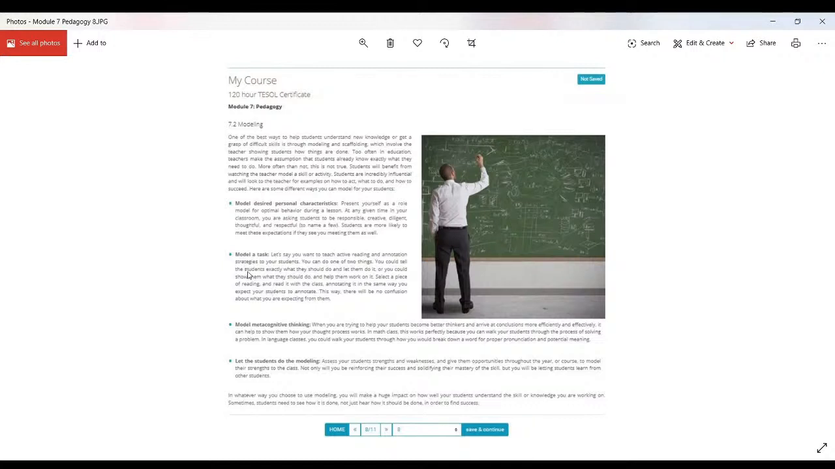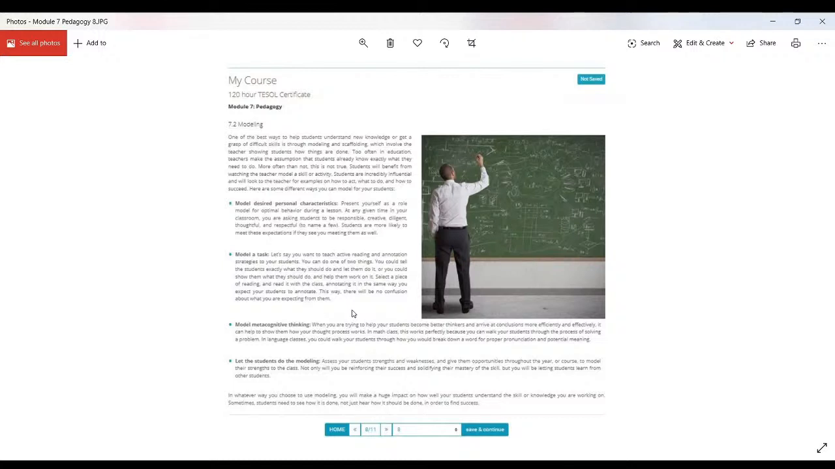Okay, next, model a task. Let's say you want to teach active reading and annotation strategies to your students. You can do one of two things. You could tell the students exactly what they should do and let them do it, or you could show them what they should do and help them work on it. Select a piece of reading and read it with the class, annotating it in the same way you expect your students to annotate. This way, there will be no confusion about what you are expecting from them.